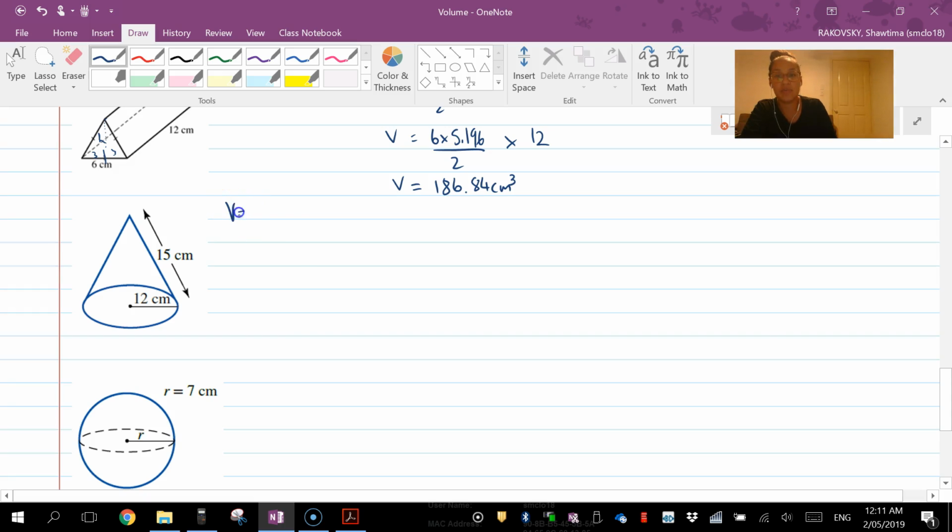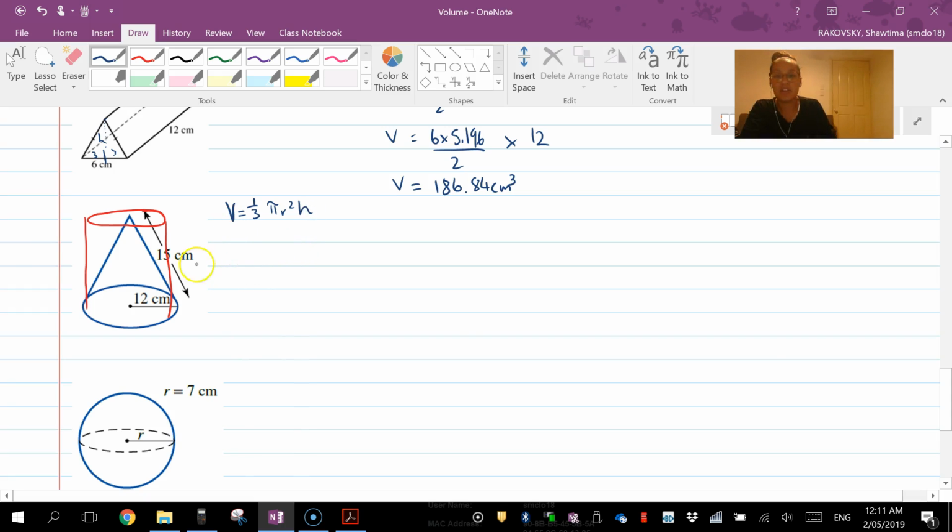Cone. This is something that would be a bit new for some of you. The volume of a cone, they've calculated it and done it enough times, is going to be 1/3 of a cylinder of the same dimensions. So we have 1/3 times pi r squared h.